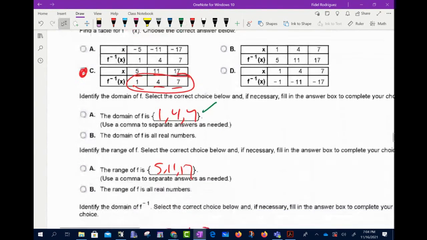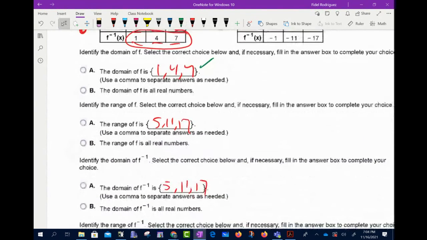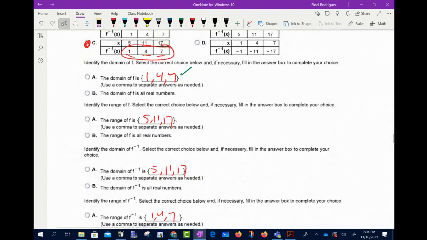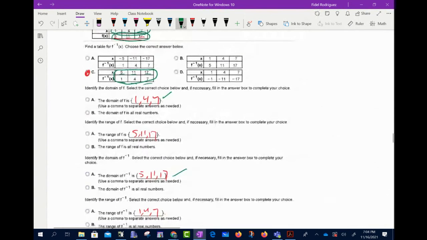And then now, when I look at what it's asking me to do, the domain of the second one. So the domain of the second one is saying, okay, let's look at this function right here. What's the domain of this one? Well, 5, 11, and 17, right? And what's the range of this one? 1, 4, and 7. Does that make sense? So the domain of one is the range of the other, right? And vice versa, right?